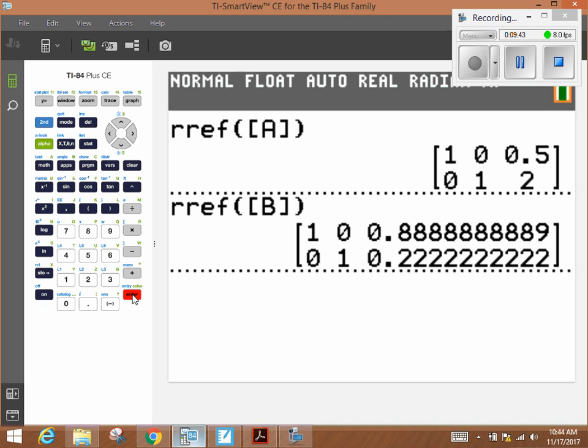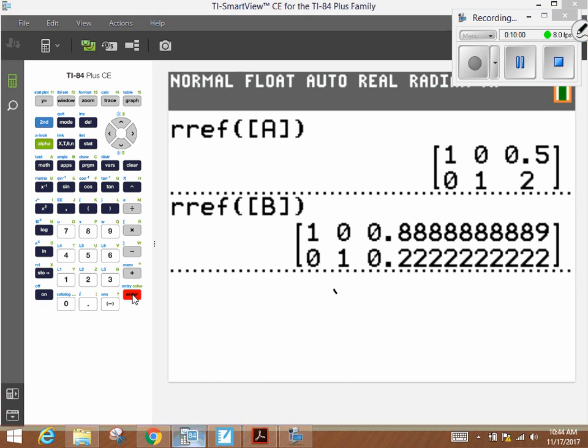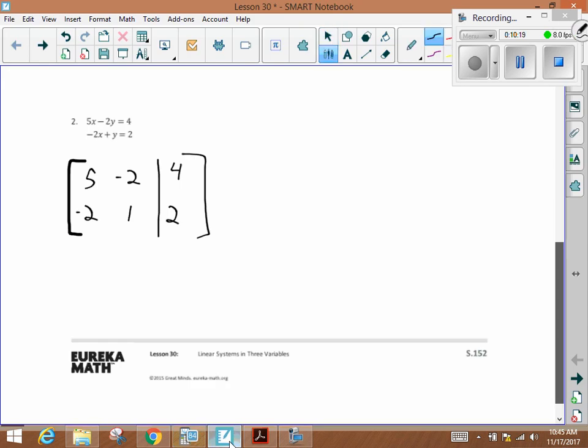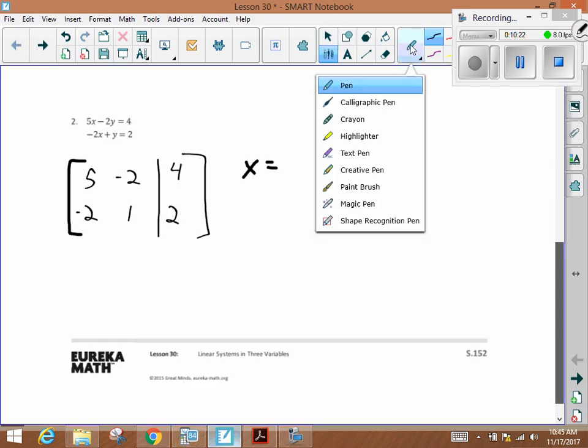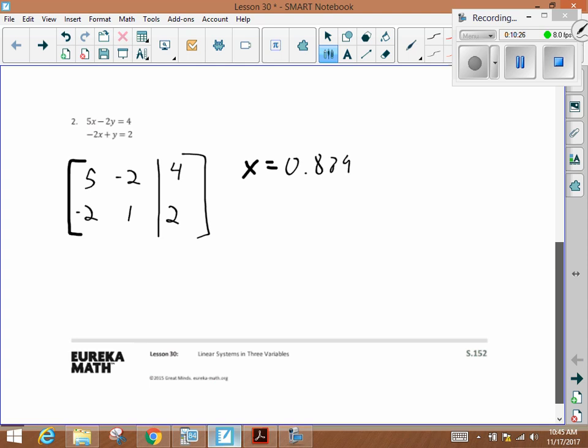So we have some fractions as answers. We could put them back into fraction form, right? Get them away from decimal form. But what we have here is that x was equal to 0.889 and y is equal to 0.222.